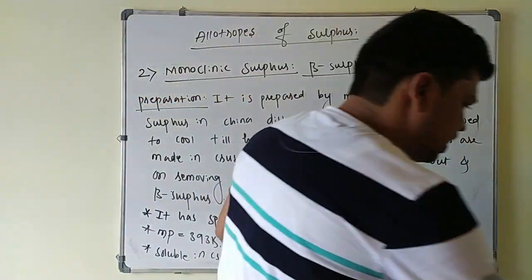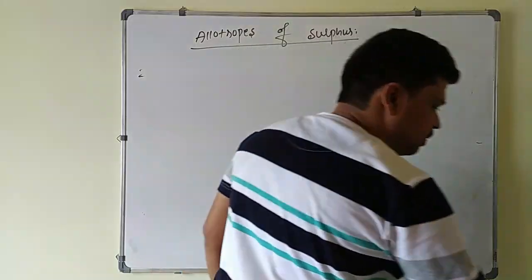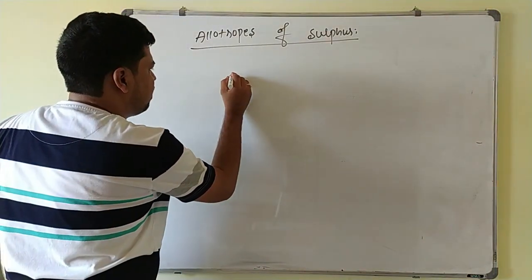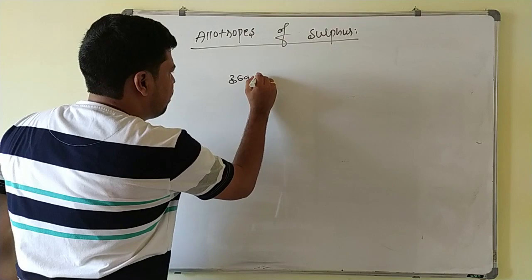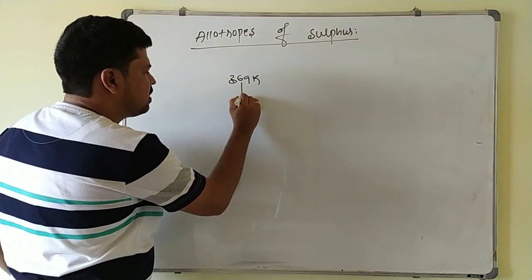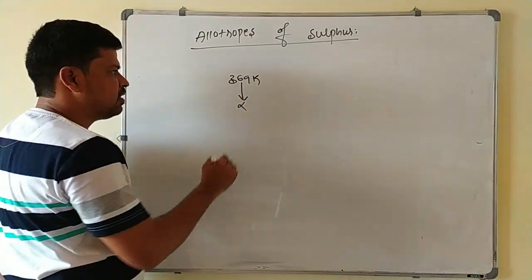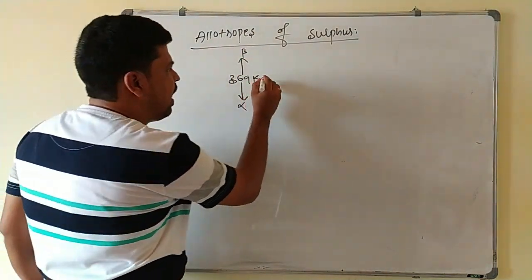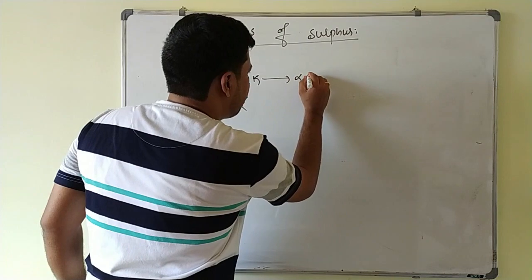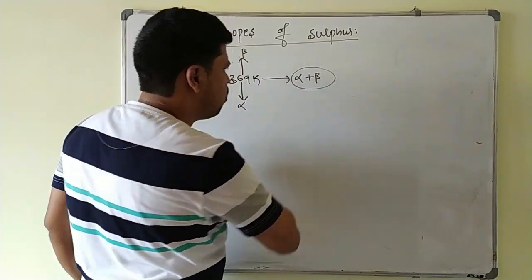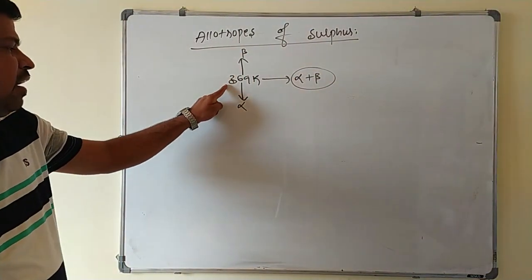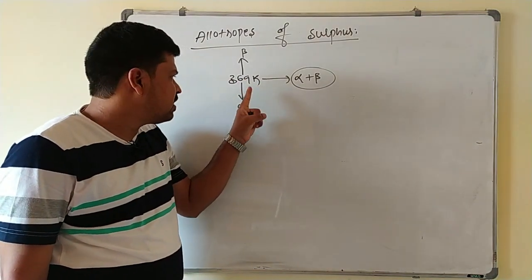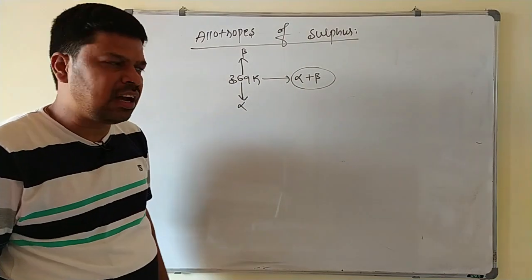Next important point is there here. Always you keep in mind, below 369 Kelvin only alpha sulfur is stable, above 369 Kelvin beta sulfur is stable. At 369 Kelvin both alpha sulfur and beta sulfur are stable. Hence this 369 Kelvin is called as what? Transition temperature, at which alpha and beta both are interconverted here.